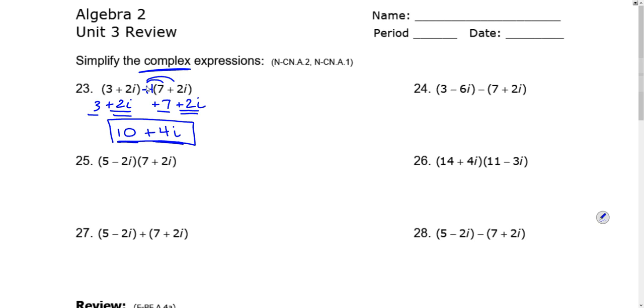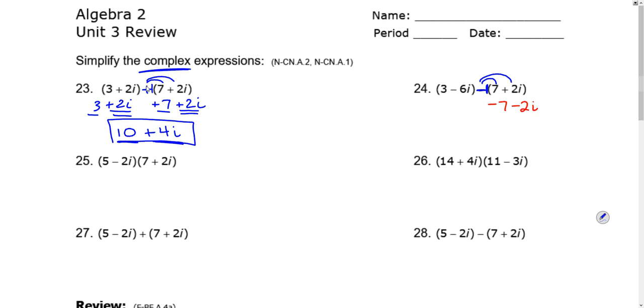other one, the opposite. So we just did plus, so I want to do a minus example. So the minus example is up here on number 24. Same thing, except when we have a minus 1 right here and we distribute it to the right, that basically causes all signs to change. So we would end up with negative 7 minus 2i.